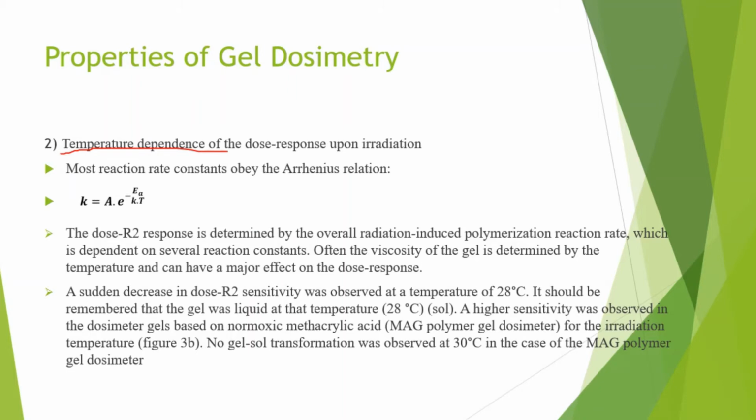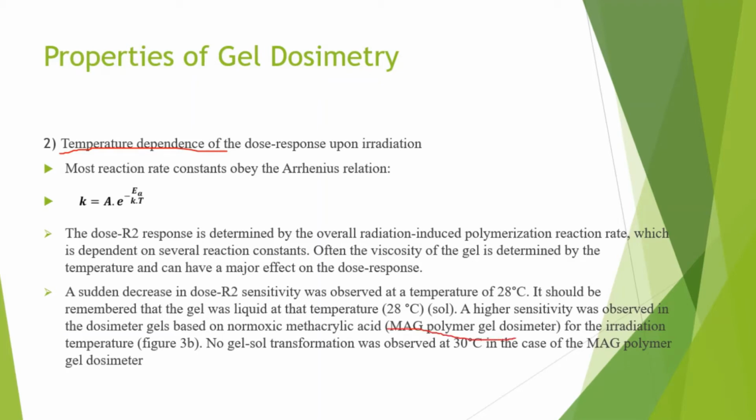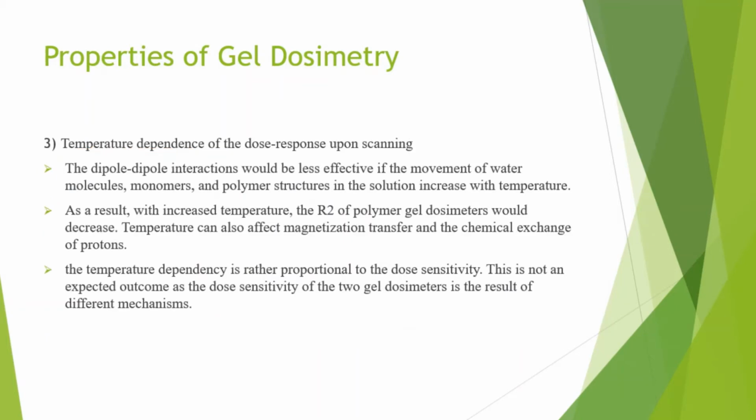For example, we can observe a temperature of 28 degrees. Remember that the gel is a liquid at that temperature. With the high sensitivity in observation, it can be seen that for MAG, or N-methacrylic acid, for the radiation temperature, no gel-sol will be observed at 30 degrees Celsius in the case of this particular polymer in gel dosimetry. And the number 3 is the temperature dependence of the dose response upon scanning.